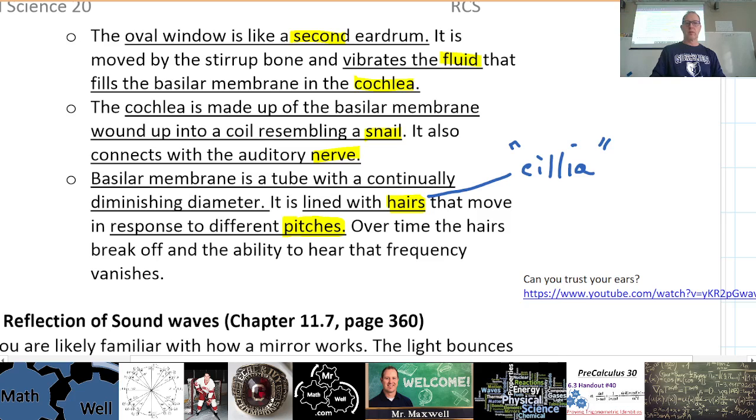It's amazing. Okay. But the basilar membrane is a tube with a continually diminishing diameter, so it actually starts thicker and gets smaller as it's coiled up. It's lined with hairs or little cilia that move in response to different pitches or frequencies. Over time, the hairs break off and the ability to hear that frequency vanishes. And so as I mentioned before, sometimes when you age, the higher frequency seems to go first. So those are the little hairs that respond to the highest frequencies. And I guess that would make sense because they're waving around the fastest, right? It would seem like they would jiggle the fastest to transfer that energy to your brain. And so they might just get worn out a little bit quicker.